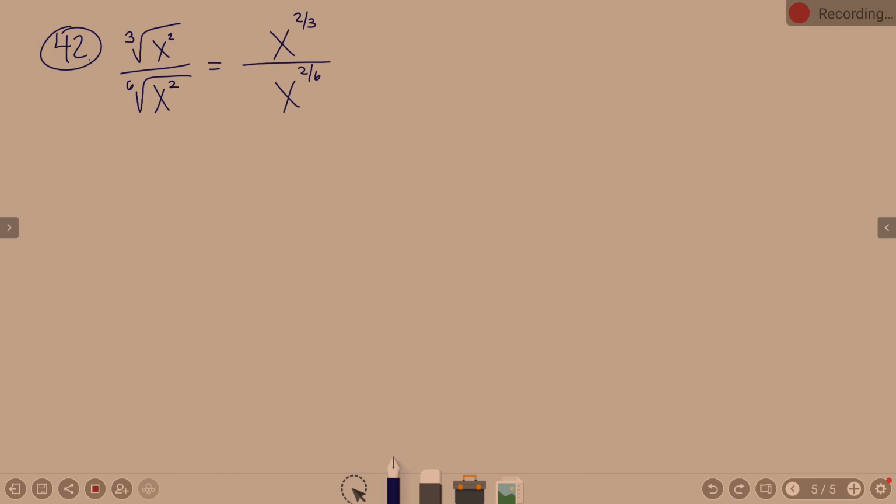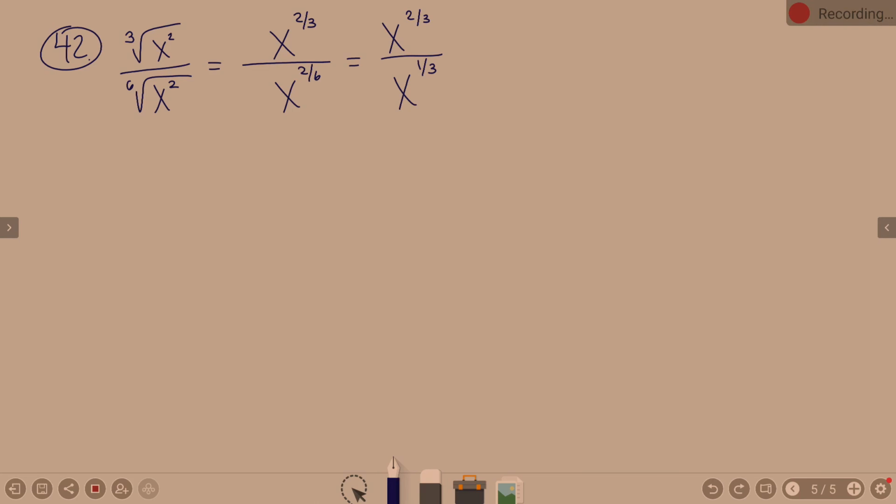Now, we need a common denominator. You can go either way here. Probably the easier common denominator: what do we know about 2 over 6? Can that reduce to 1/3? That's what I would do. If you got a common denominator of 6 and did 4/6, that works too. But I would say this is x to the 2/3 divided by x to the 1/3.